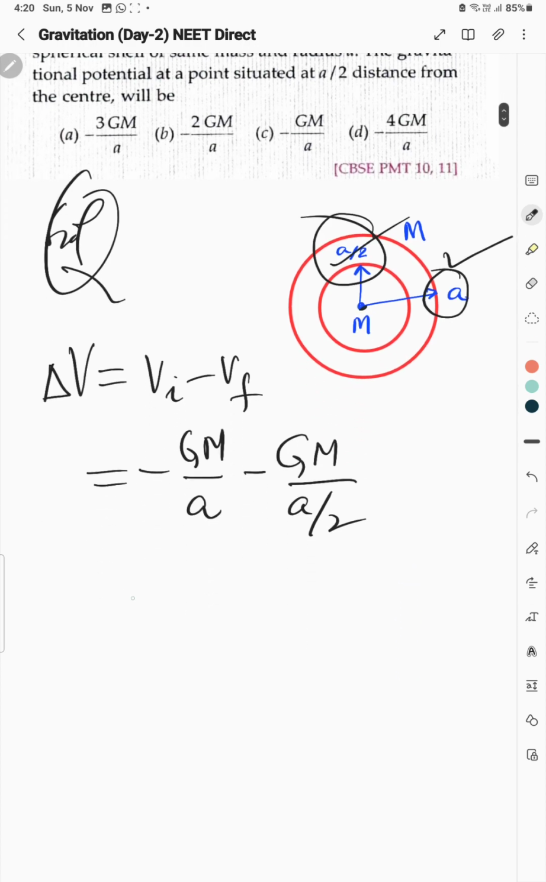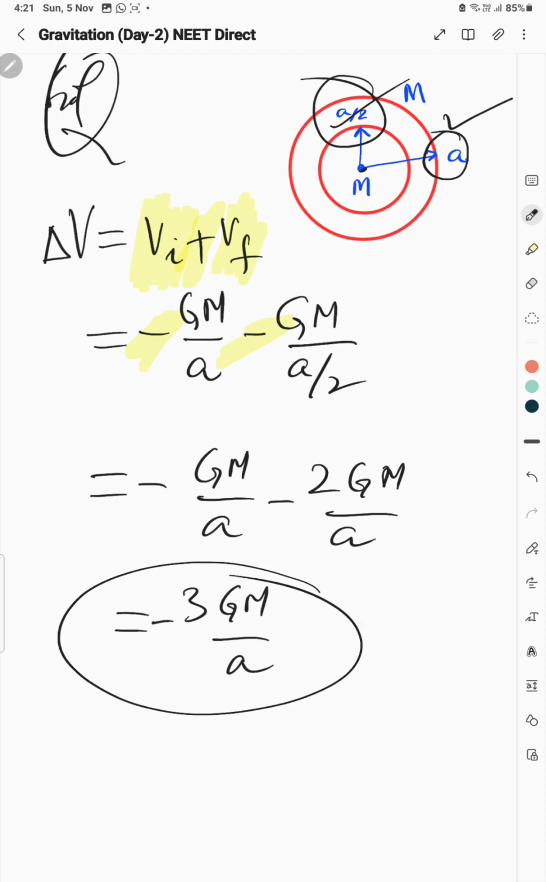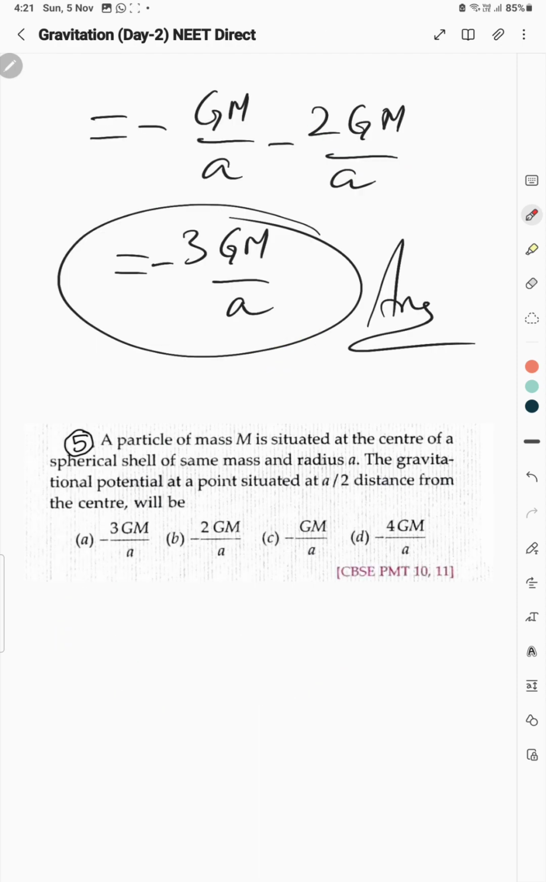All right, you simply are adding up these two. That is, you have to find potential initial, potential final, add them up. Both potentials are negative as per the definition. Gravitational potential is negative for an attractive force like gravitation. So the two minuses remain as they are. G m m by a minus 2 G m m by a. It becomes 3 G m m by a with a negative sign. So this is the answer to this problem. So as you can see, option A is the correct option for this question.